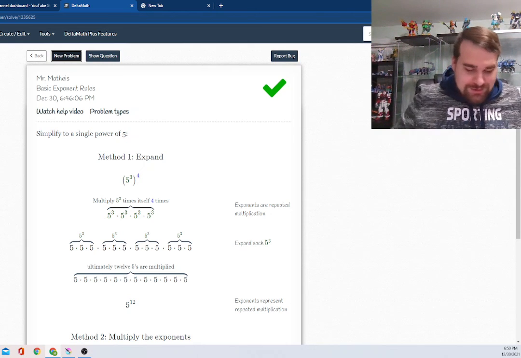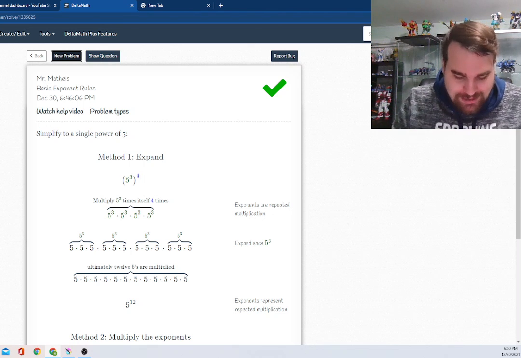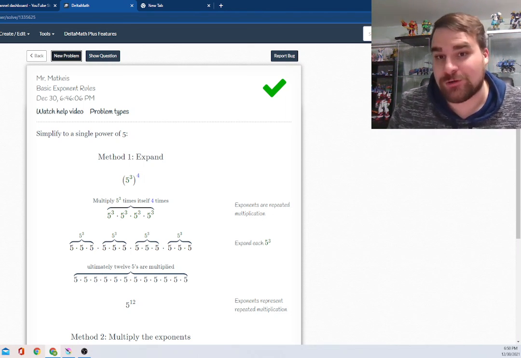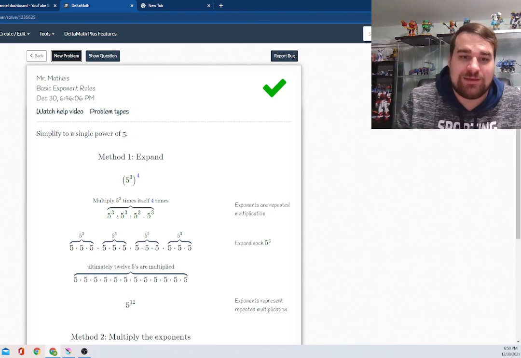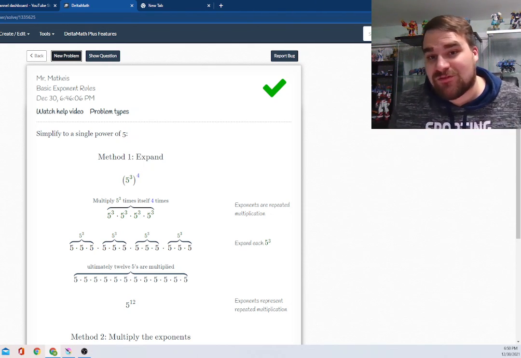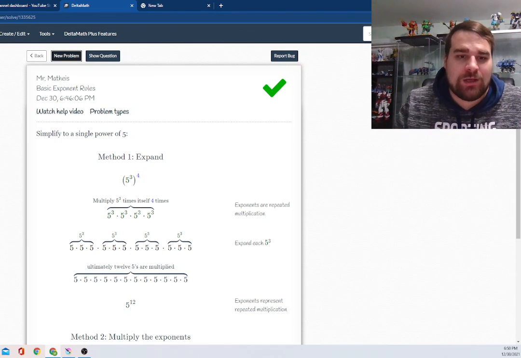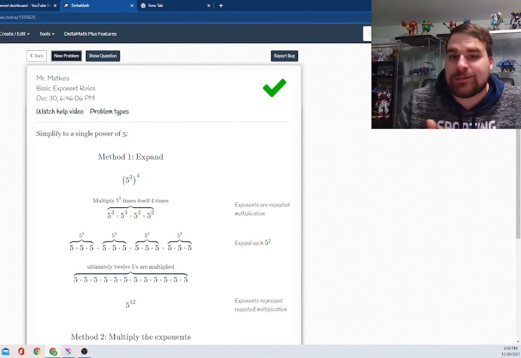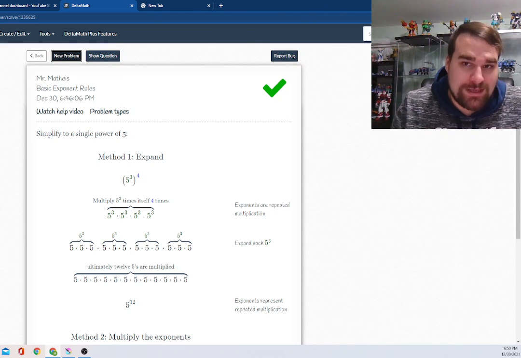Okay. And if we look at the process they used for this, they did the same thing as us, right? They broke it up into that 5 to the third times itself 4 times. They even took it one step further to say 5 to the third is 5 times 5 times 5. And then they counted those out one by one. But we do want to recognize that shortcut that we're able to take by just multiplying the exponents too.